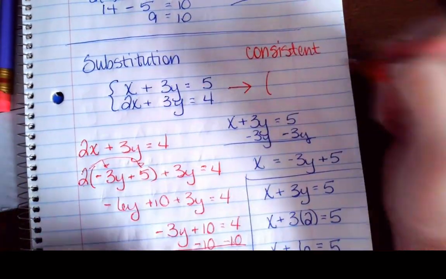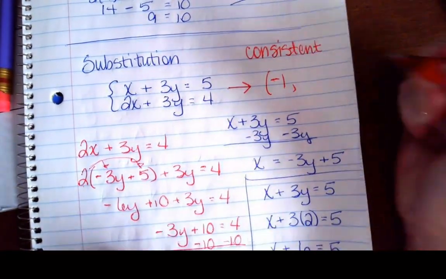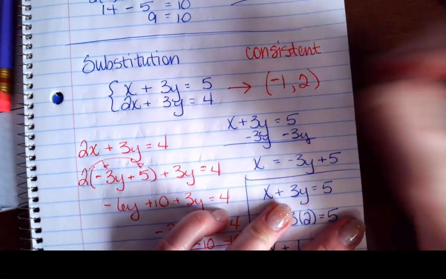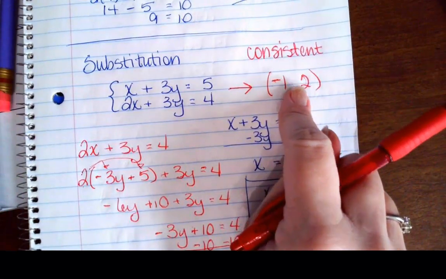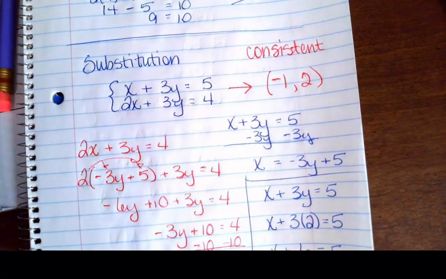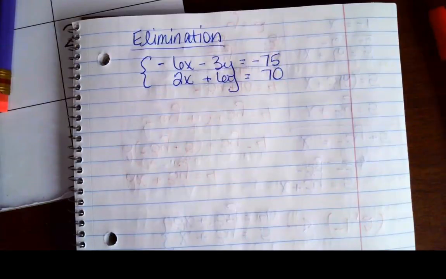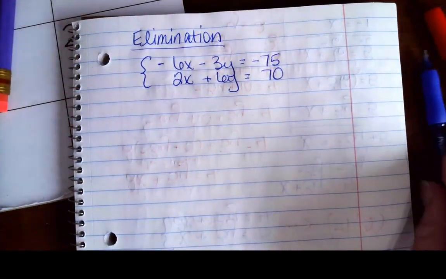So I know that my x coordinate is negative 1, and my y coordinate is 2. So if I were to graph these two lines, they would cross at the point negative 1, 2. So we're going to use elimination to find this answer and work through it this way. So elimination means I'm going to work vertically.